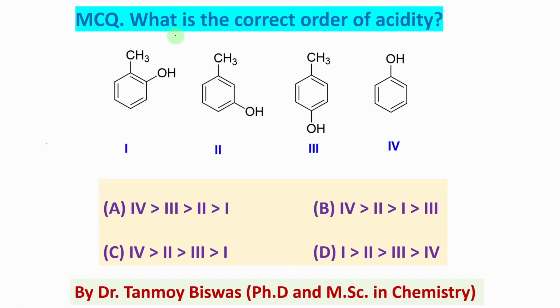Now, look at the question. What is the order of acidity? Here, if you see, they are phenol derivatives. One is simple phenol, another is methyl substituted phenol. This is para substituted, this is meta, and this is ortho.